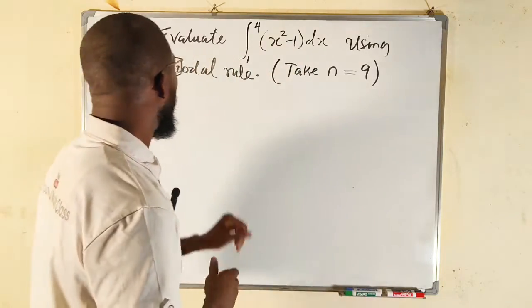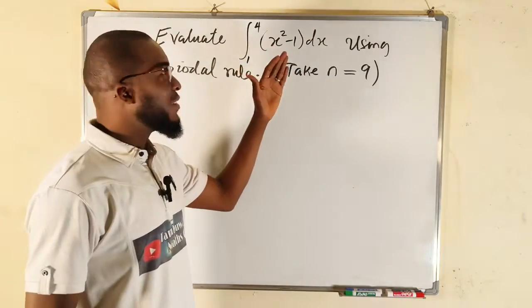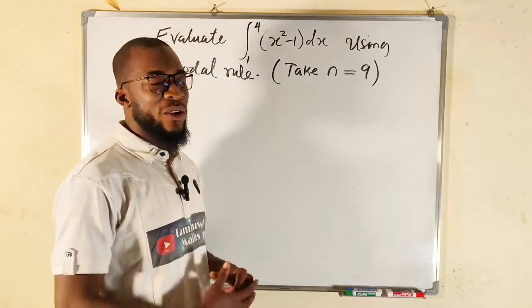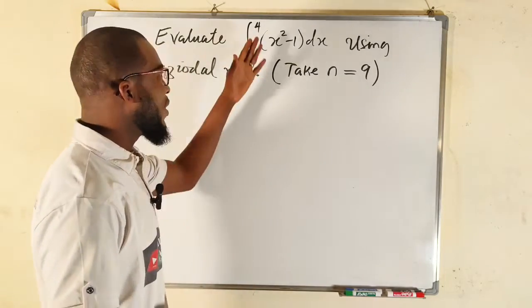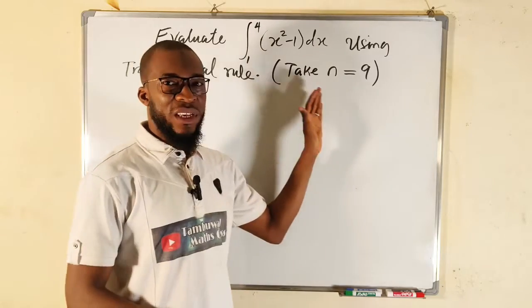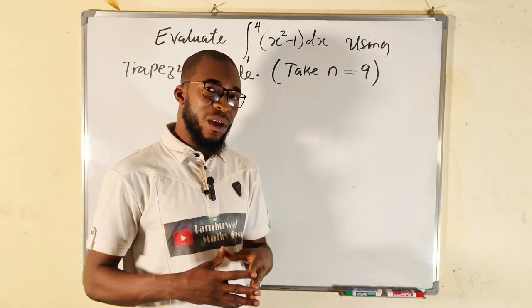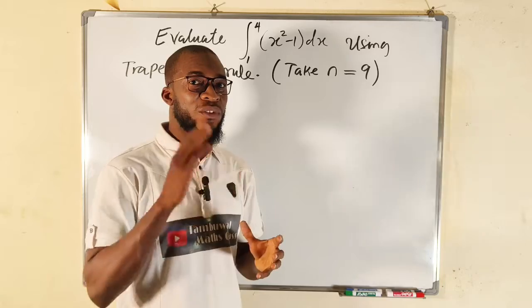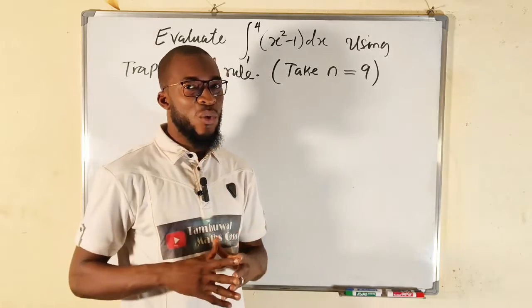And the question reads, evaluate the definite integral of the function x² minus 1 with respect to x from 1 down to 4 using trapezoidal rule. We're asked to take n equal to 9. Remember that n stands for the number of trapezoids inscribed under the curve.